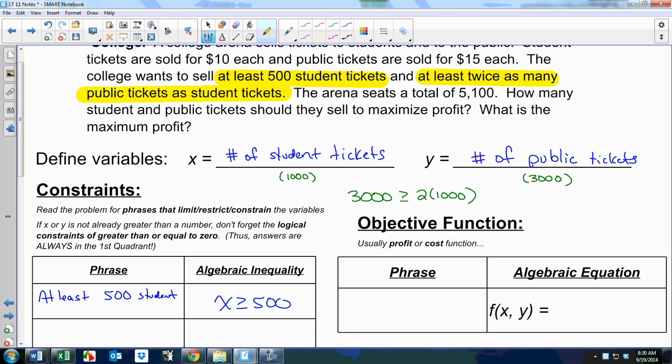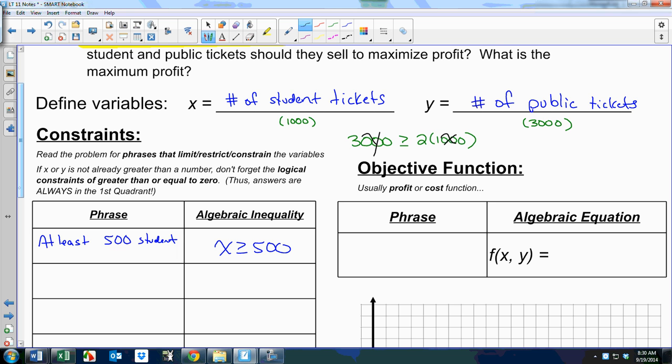So 3,000 goes over here. Is it bigger or equal to that? And when you write a 3,000, you're writing a Y. When you're writing a 1,000, you're writing an X. So you've just written your equations, your inequality, sorry. The 3,000 is Y, the 1,000 is X.